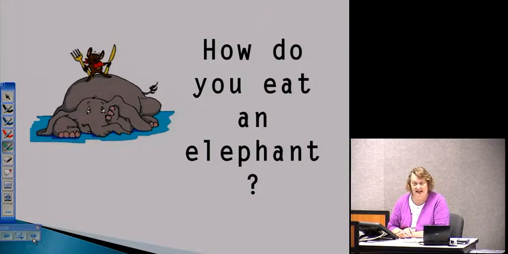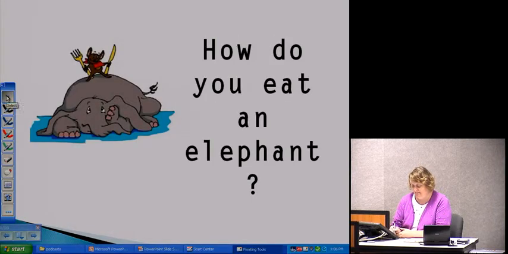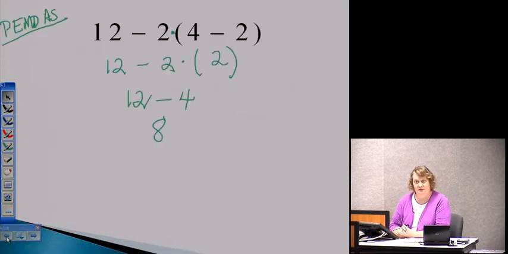How do we eat these elephants? How do you eat an elephant? We eat them one bite at a time. We divide the problem up into smaller, easier digested bites. Because we can do, and I'm going to go backwards here, if it'll let me. See if it'll bring up the, yep.